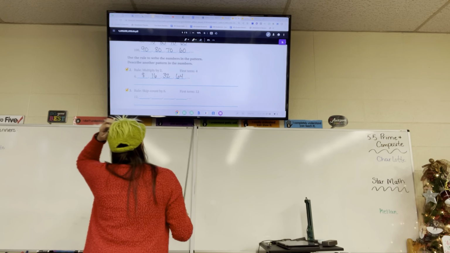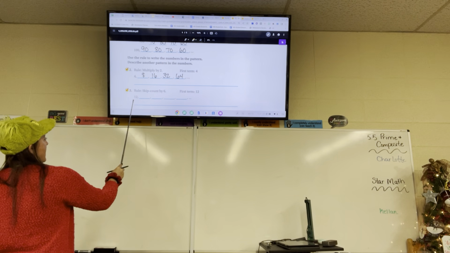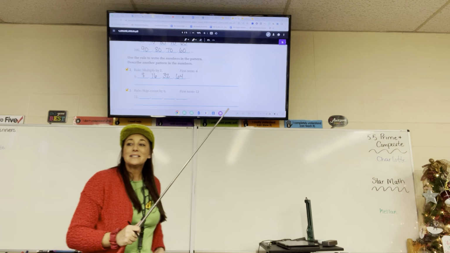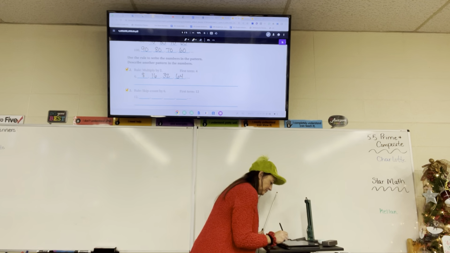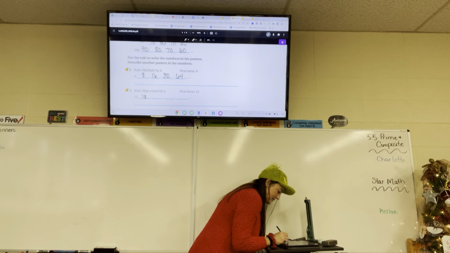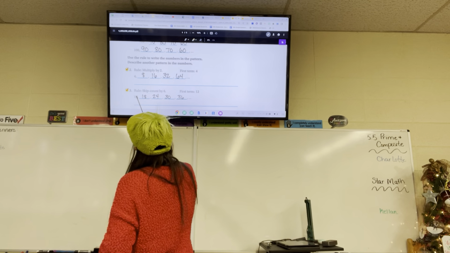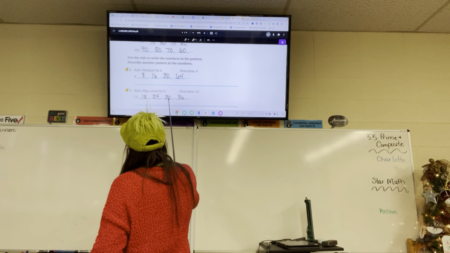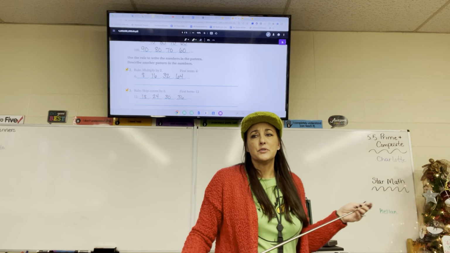Skip counting by 6. Okay, so our first term is 12. So if we're skip counting by 6, we're adding 6 each time. What is 12 plus 6? 18. 18 plus 6? 24. 24 plus 6? 30. Plus 6? 36. So let's look and see. We've got even, even, even, even, even. What are all these numbers multiples of? 2.